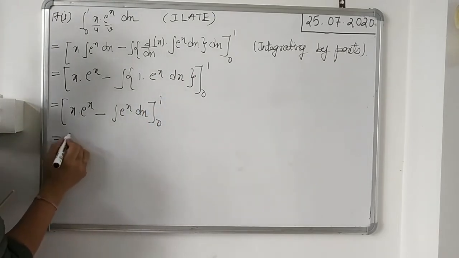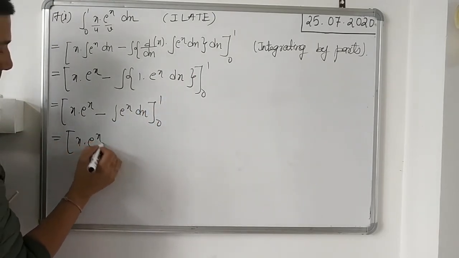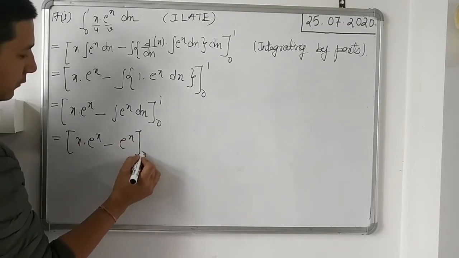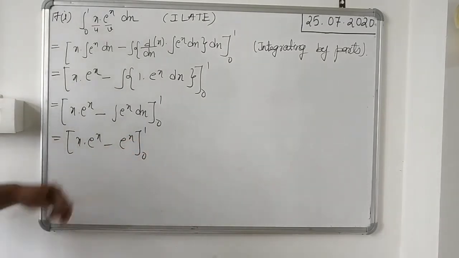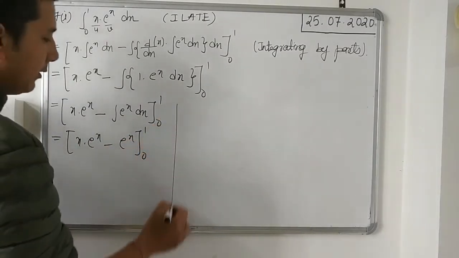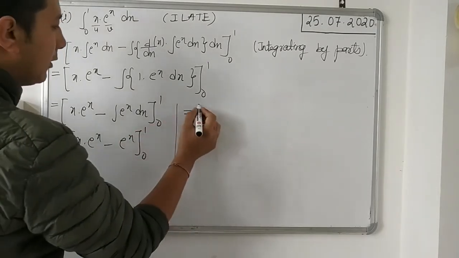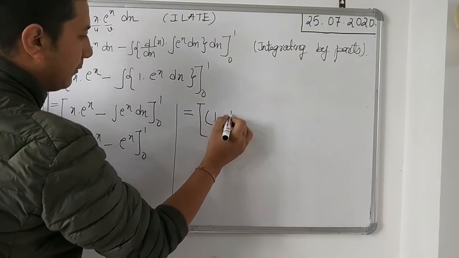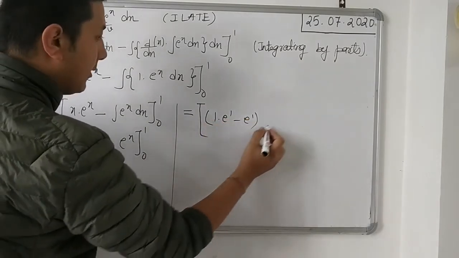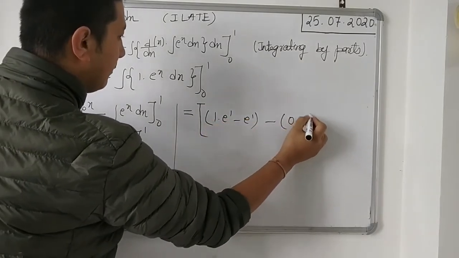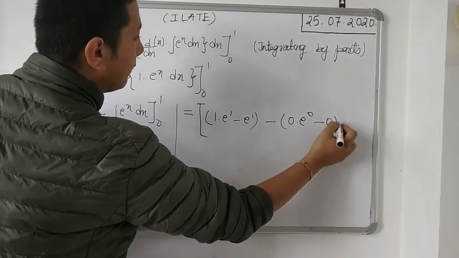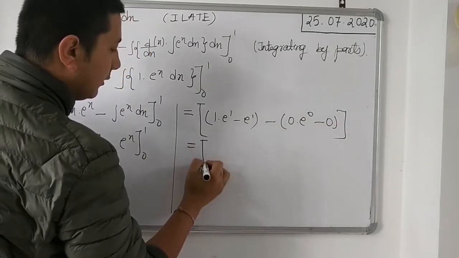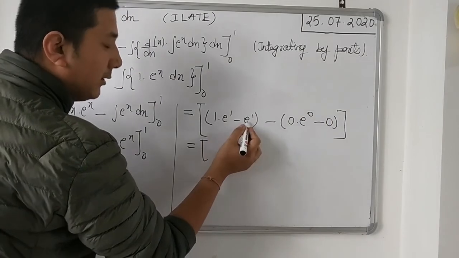e to the power x minus integration e to the power x dx, 0 to 1. This is again e to the power x as well, e to the power x minus e to the power x. It goes from 0 to 1. Now what to do? Put the upper limit and then the lower limit. So this side I'm showing it. So upper limit is 1, isn't it? So 1 e to the power 1 minus e to the power 1 minus 0 e to the power 0 minus 0.